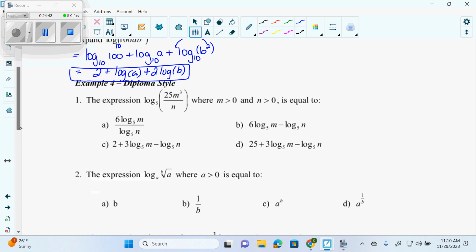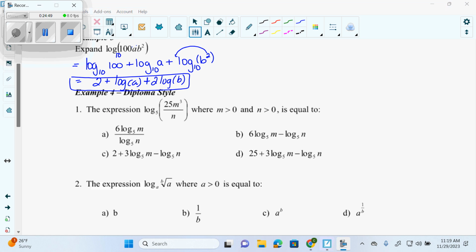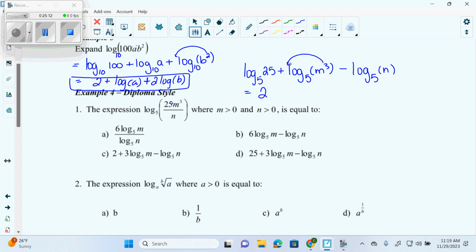So you guys are working on all these examples down here. I'll give you about 10, and then we're going to go through them. So this one here, we have to remember that the 25 is being multiplied. So we get log base 5 of 25 plus log base 5 of m cubed minus log base 5 of n because it's division. Log base 5 of 25 is 2. Then we can drop this in front, plus 3 log base 5 of m minus log base 5 of n, which is c.